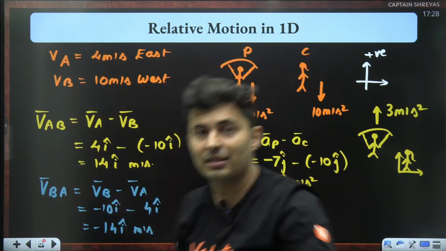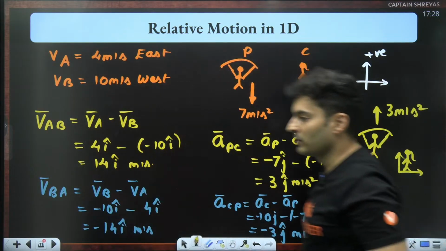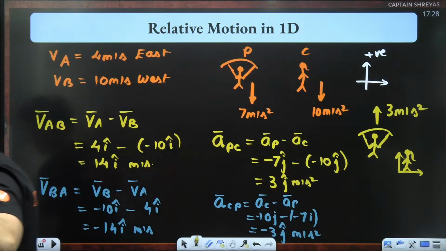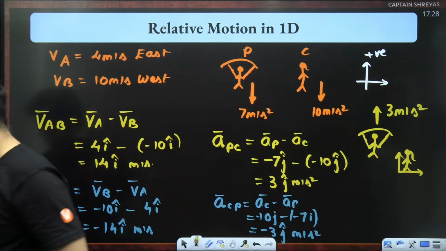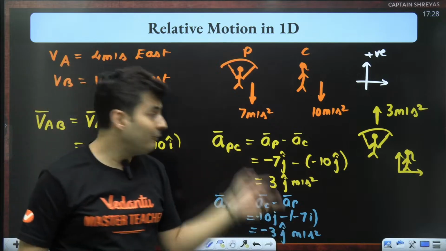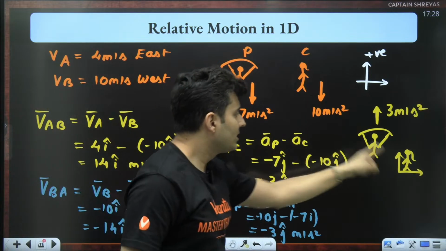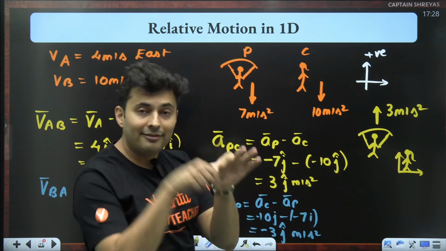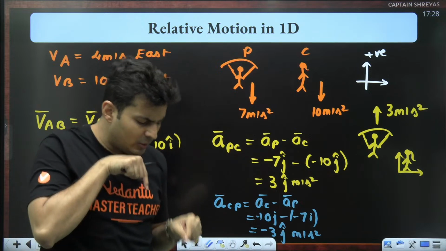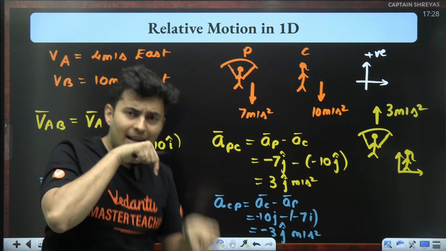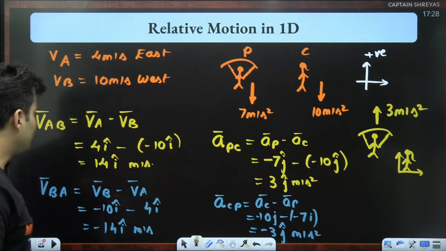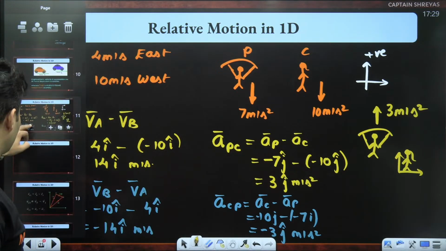Even though for the earth, Pandu is coming down. Is that clear, my dear warriors? Yes, Nikhil, Pandu will be going up. And for Pandu, Champa will be going down with 3 meters per second square because Pandu is going down slowly, a little bit as compared to Champa. That is what is happening, my dear students.